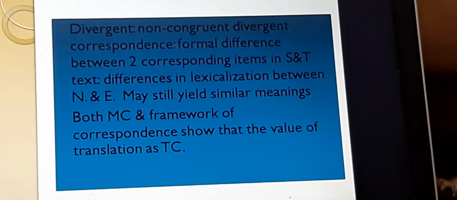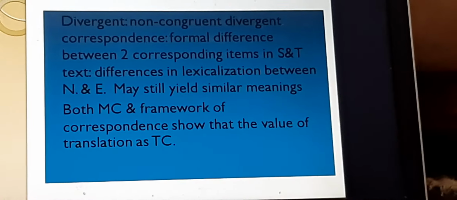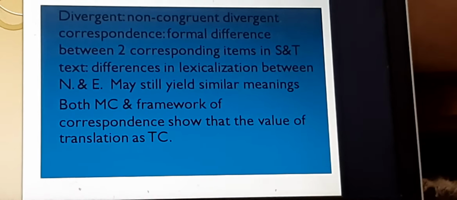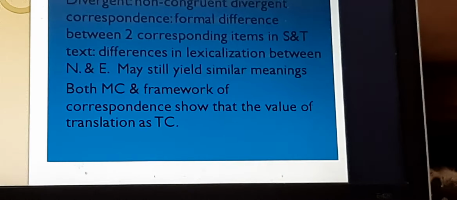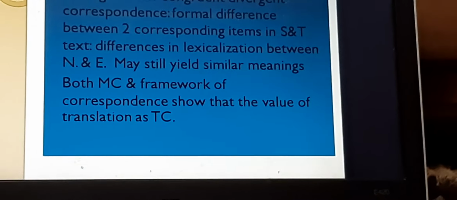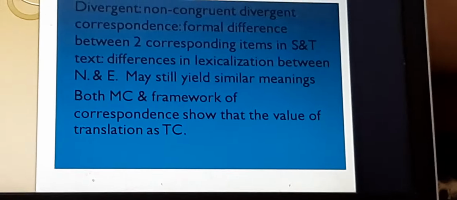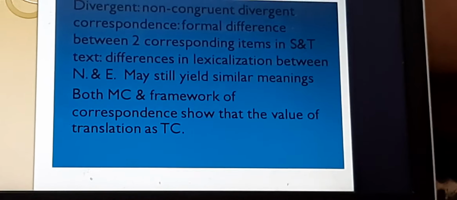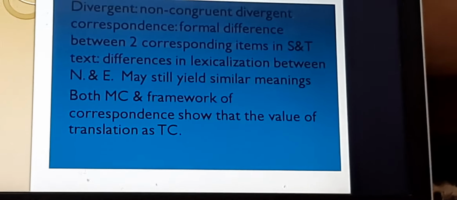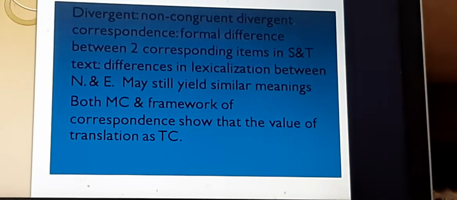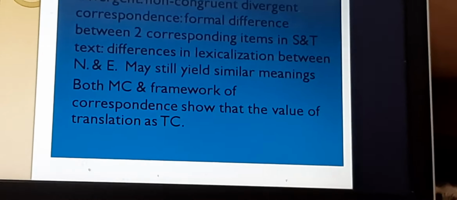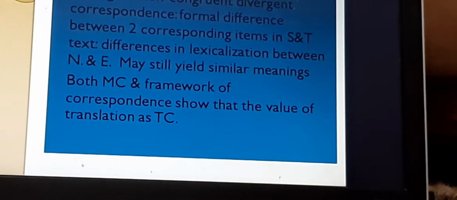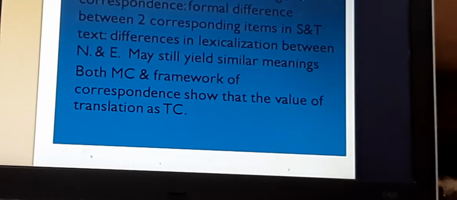For divergent, non-congruent, or the same non-congruent divergent correspondence, it means what? It means we've got a formal difference between two corresponding items in the source and the target text. However, differences in lexicalization between, for example, Norwegian and English may still yield similar meanings.